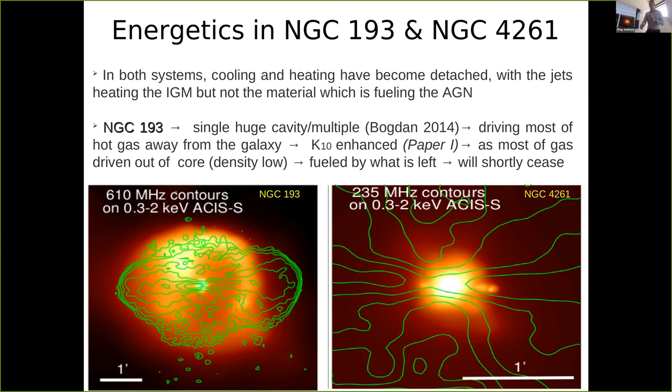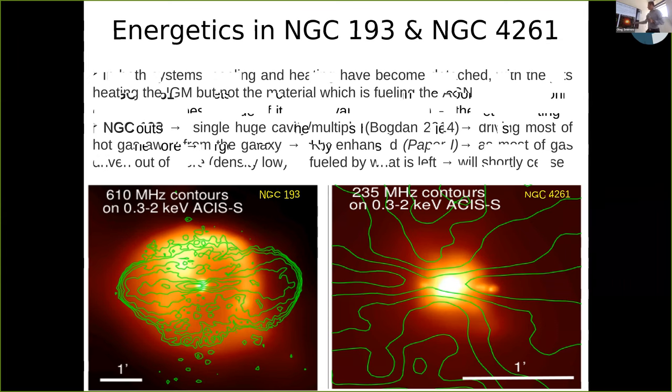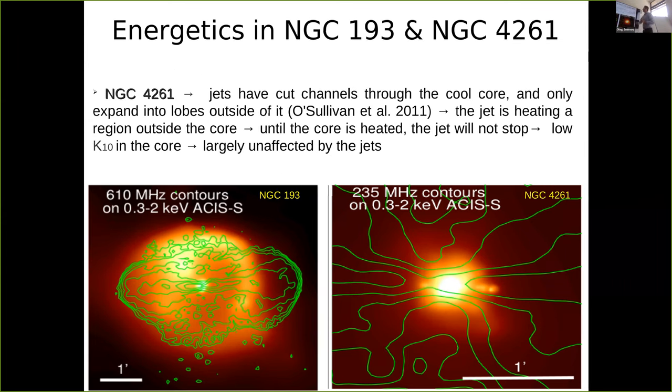On the other hand, in NGC 4261, of which we can see a zoomed image here, the jets have cut channels through the cool core and only expand into lobes way outside of it. So the jets are hitting a region outside of the core. Until the core is heated, the jet will not stop. So we still observe a low entropy in the core, which is largely unaffected by the jets.